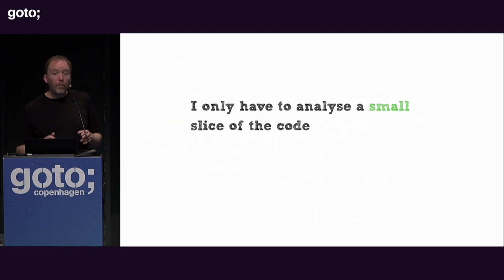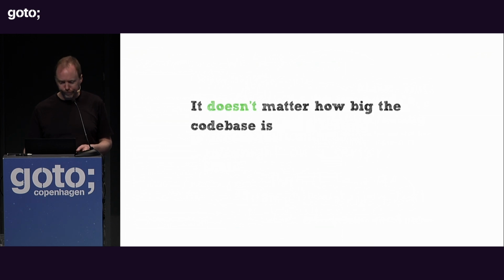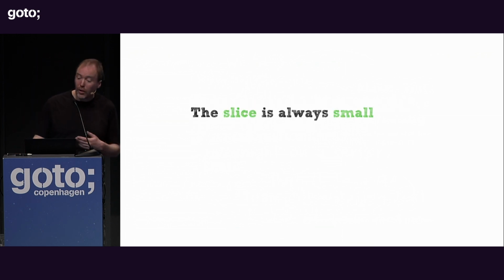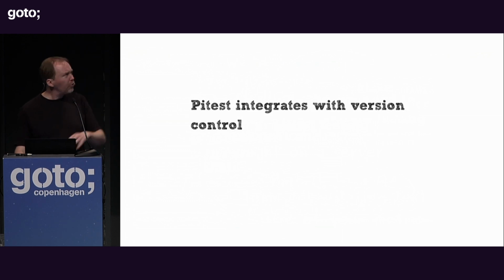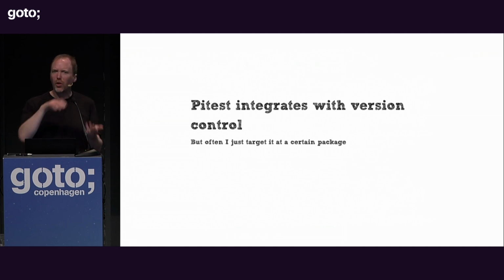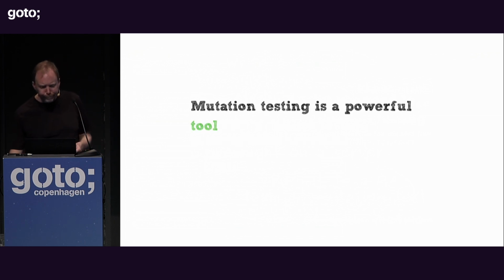But the important point is, for both of these ways of working, I have to only analyze a very small part of the code base. I don't need to analyze 20 million lines of code. I need to analyze the code I've just touched, which will be 1 or 2 classes. And it doesn't matter how big the code base is. The size is always small. So with version control, not very clever, but usually I just say, I'm working on this bit here, I'll limit my analysis to these 10 or 20 packages, and it'll be fast enough to be able to do that.